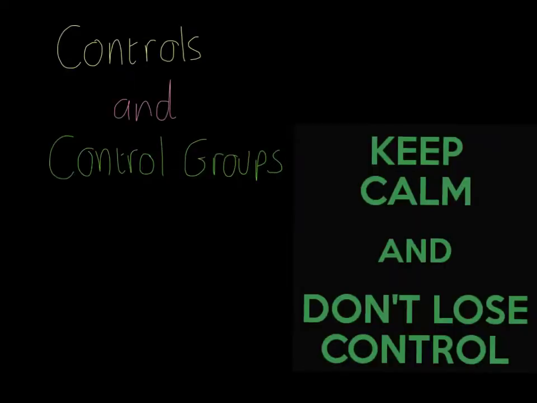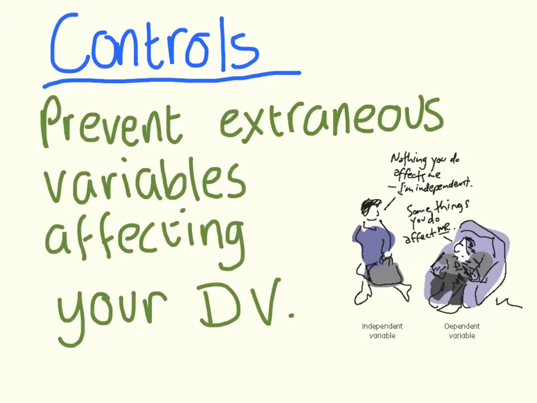Today's lesson will be on controls and control groups, what they are and what they're used for in psychological research. What is the purpose of controls, first of all? Well, controls basically are put in place to prevent extraneous variables affecting your dependent variable. The only thing which you want to affect your dependent variable is your independent variable, so that your results will be both reliable and valid. So controls are put in place to make sure that your results are valid and reliable.